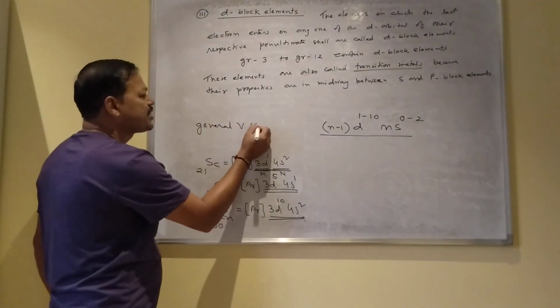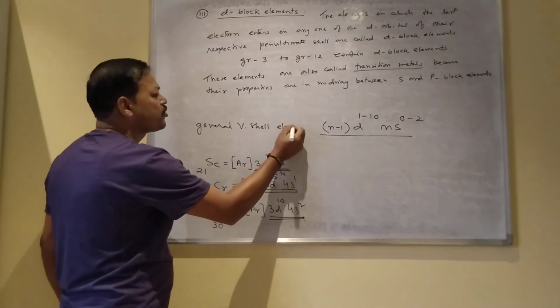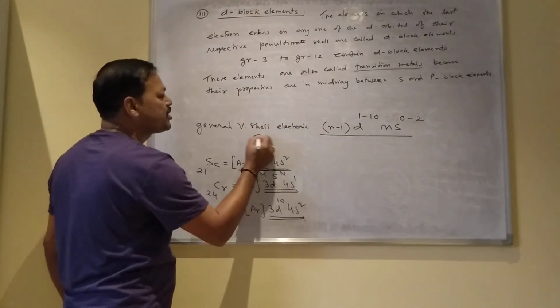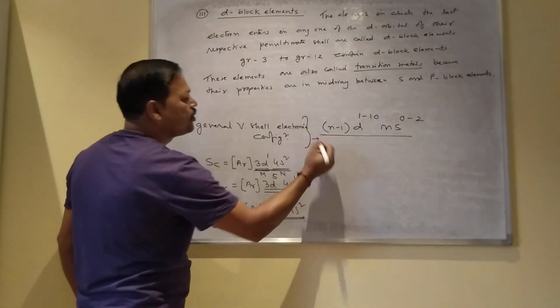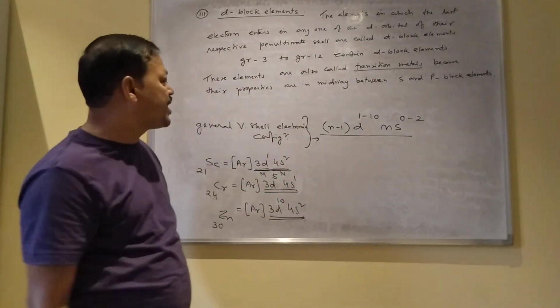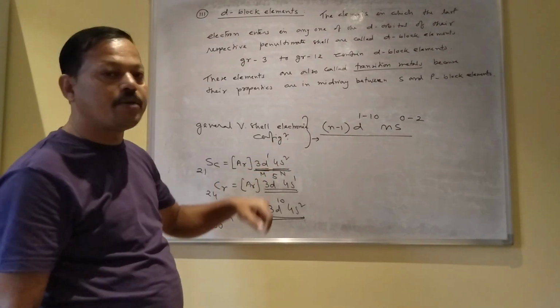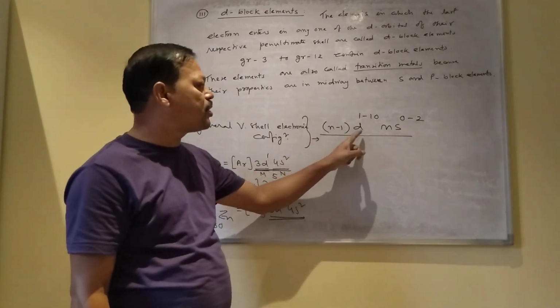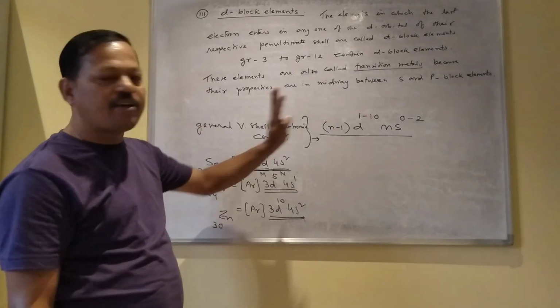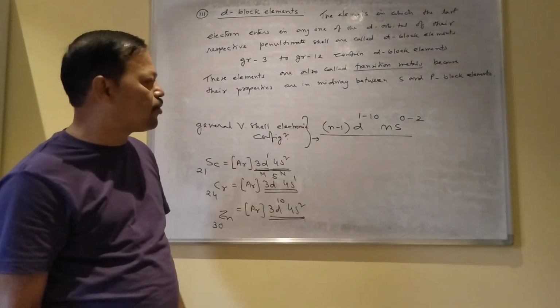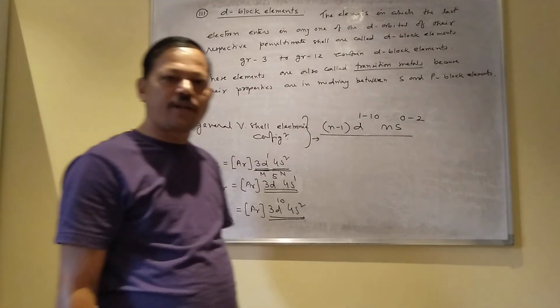This is called the general valence cell electronic configuration for d block elements. This is very important. What is the general valence cell electronic configuration of d block elements? You have to write (n-1)d 1 to 10, ns 0 to 2. This is very important. So thank you for today.